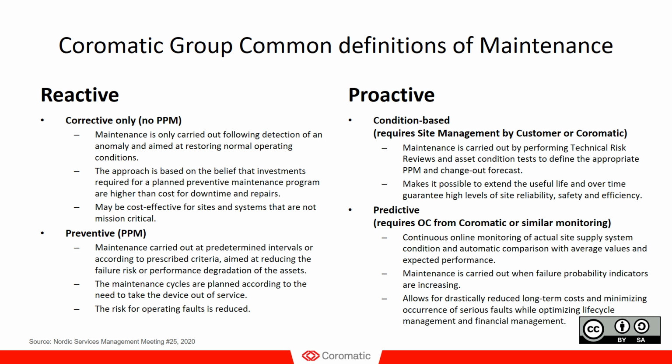And it can also analyze, for example, the power consumption or changes in the environmental controls on humidity or temperatures, showing that, okay, something is wrong, we now need to go out and perform the maintenance before it breaks down, even though we expected this to be in good condition. So when managed well, this allows for drastically reduced long-term costs and minimizing occurrence of serious faults, while at the same time optimizing life cycle management and financial management. So predictive maintenance is a really good thing when it is well managed.